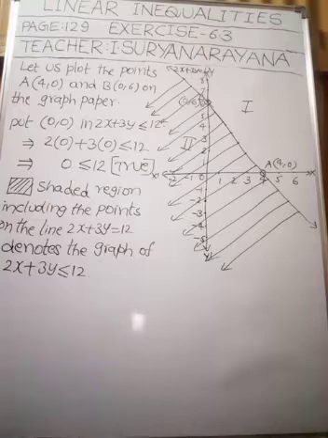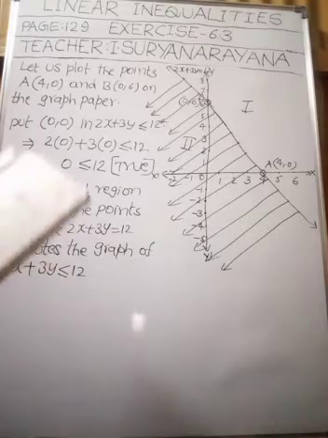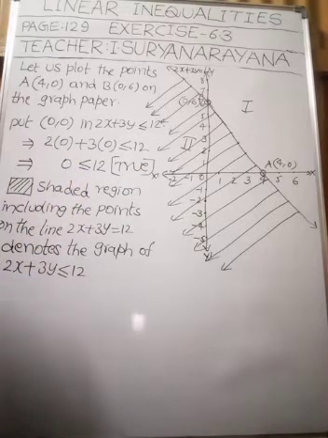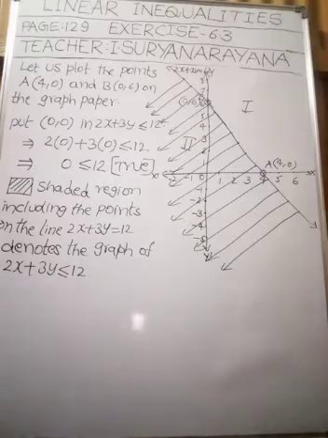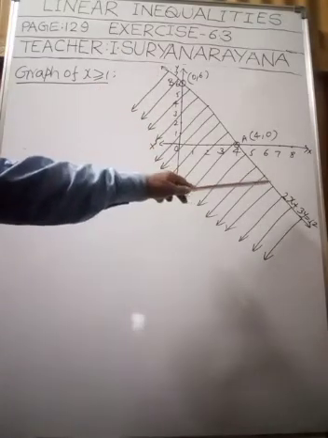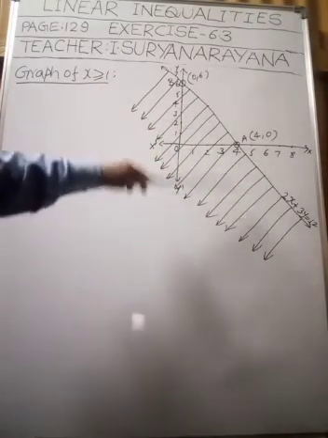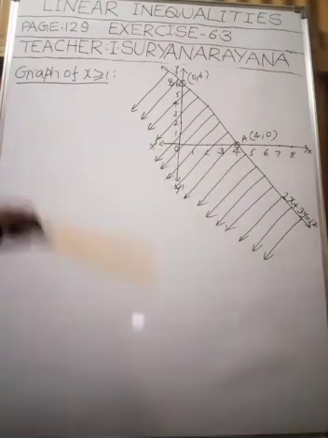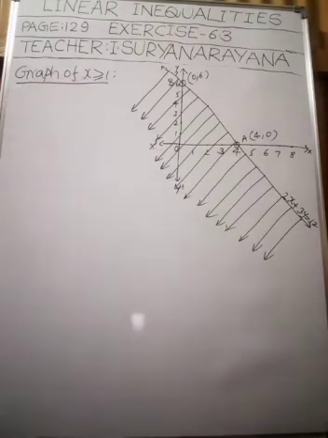Right. Now come to the second inequality. What is the second inequality? X is greater than or equal to 1. So we have to draw the graph of x greater than or equal to 1 on the same graph sheet. Understood this point, my children? Right. So we have drawn the graph of the first inequality. Now we have to draw the graph of x greater than or equal to 1.